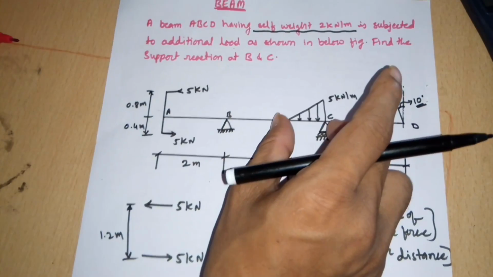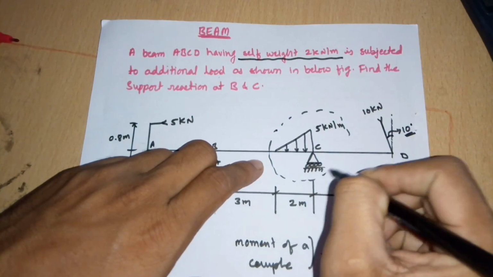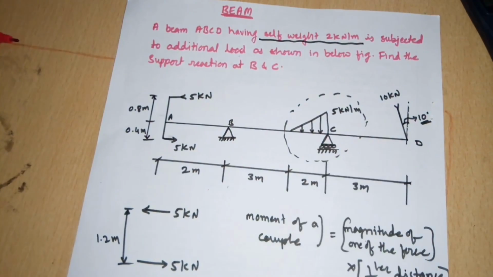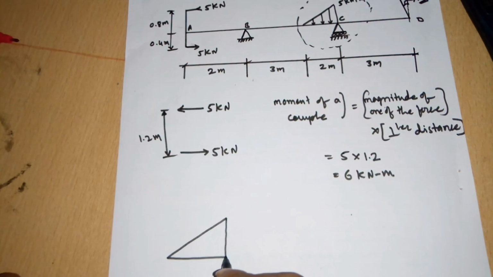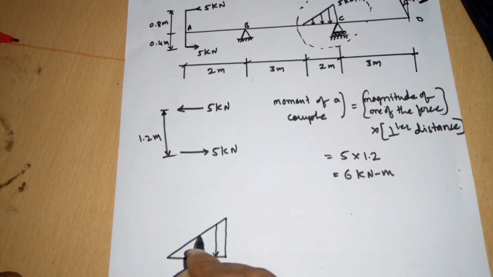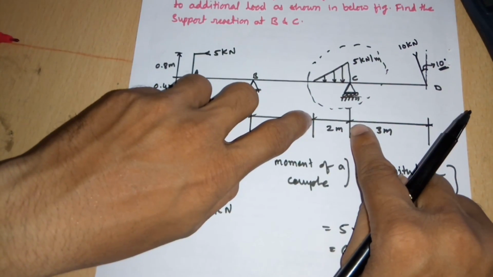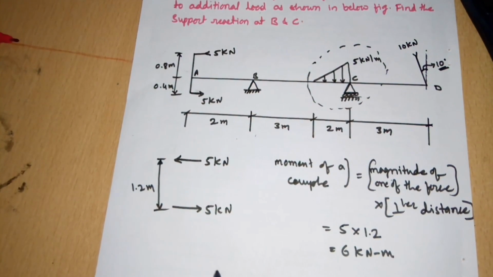Then next coming to this one. Now I draw this much separately here. I am not including the support. So here it is like this. And it has spread over a distance of 2 meter. So from here to here it is 2 meter. So here it is 0 and here it is 5 kilonewton.